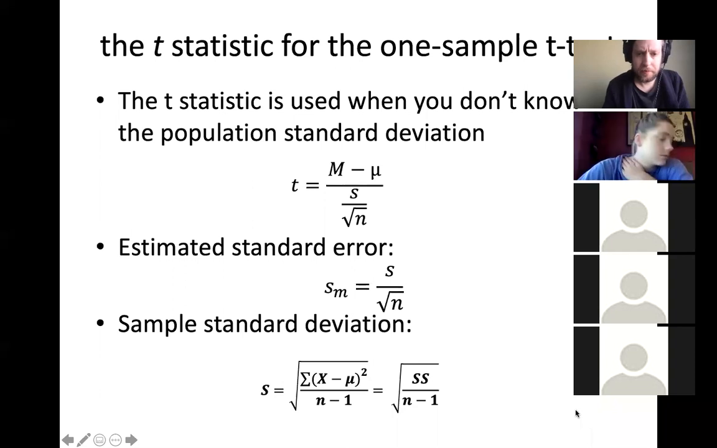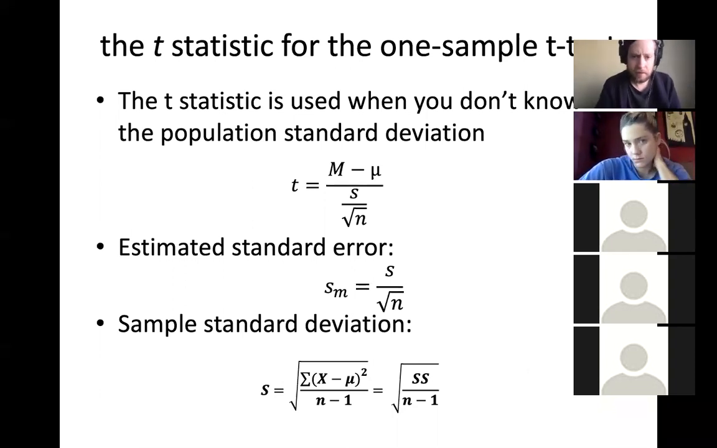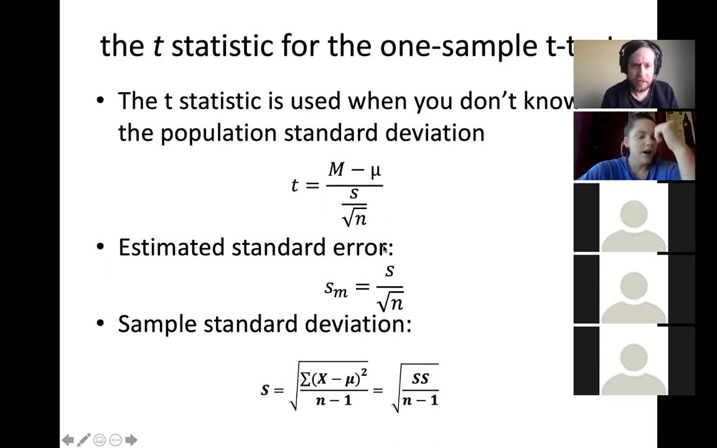So continuing on with chapter 9, I'm going to review a tiny bit of what we did yesterday. Can someone remind me? Here's our t equation. There's basically one difference between the t equation here and the z equation that we were dealing with in chapter 7. What is the difference between this equation and the z equation?